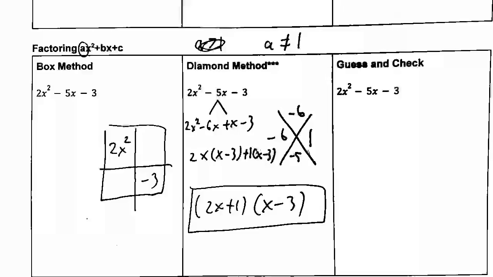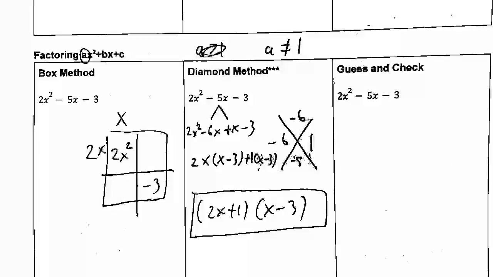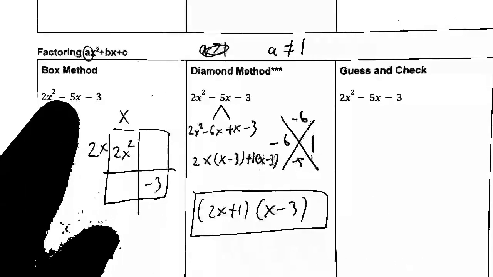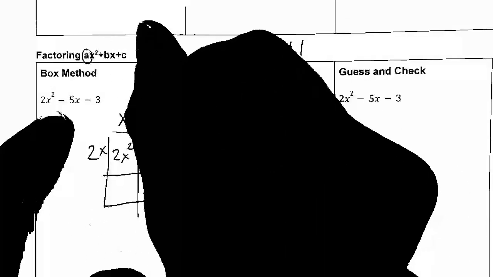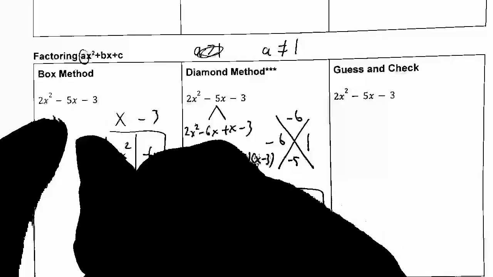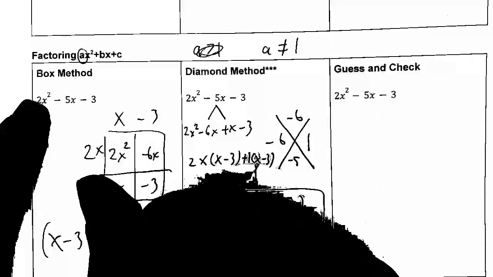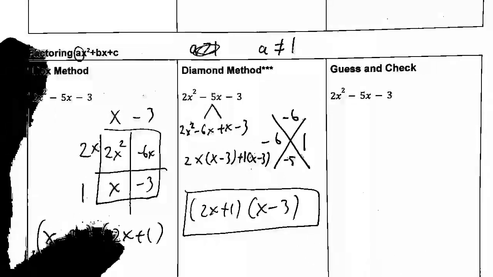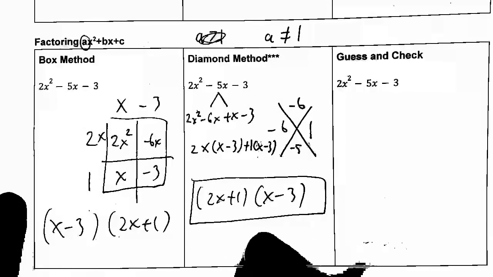If you do the box method, you fill in 2x squared and minus 3, and this has to be x and this has to be 2x, and then you play with the numbers so that these 2 numbers add up to negative 5x. So I could test, this is minus 3, this is 1, this is minus 6x, this is x, these 2 add up to negative 5x, so these must be my factors, x minus 3. You don't have to do that. That's the way I learned it in high school, but I think this is a more straightforward way.